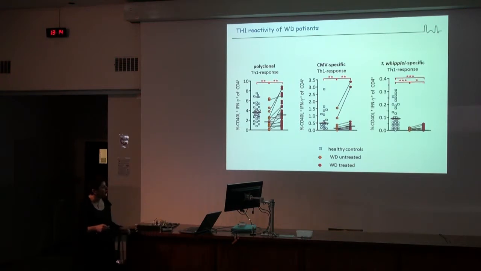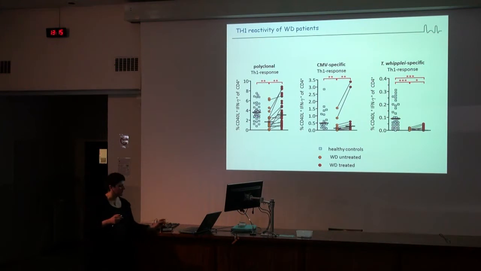This is not true for the Tropheryma whipplei-specific Th1 response. All healthy controls show a pretty robust Th1 response against Tropheryma whipplei, but Whipple's disease patients are not able to elicit a Whipple-specific Th1 response, and the response does not restore upon treatment, so it stays absent also after effective treatment for the disease.